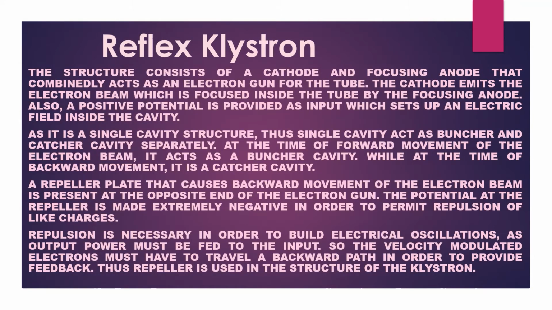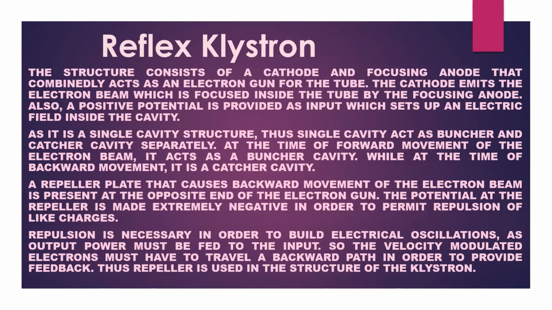As we discussed in the previous slide, the structure consists of a cathode and a focusing anode that combinedly act as an electron gun for the tube. The cathode emits the electron beam which is focused inside the tube by the focusing anode. Also, a positive potential is provided as input which sets up an electric field inside the cavity.